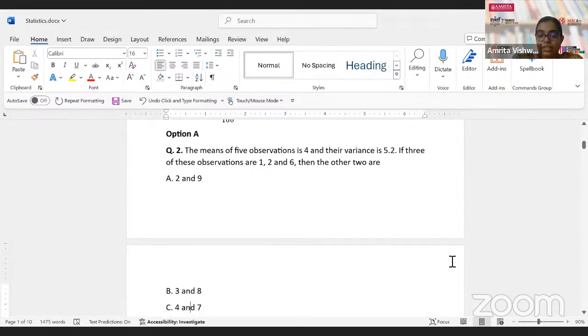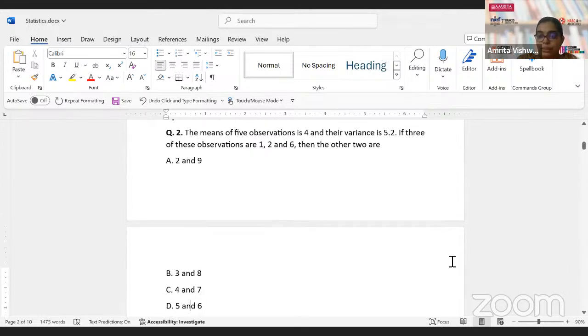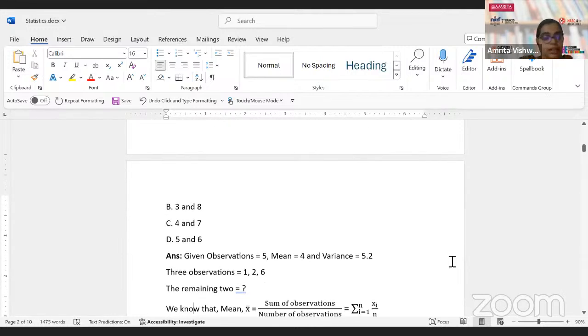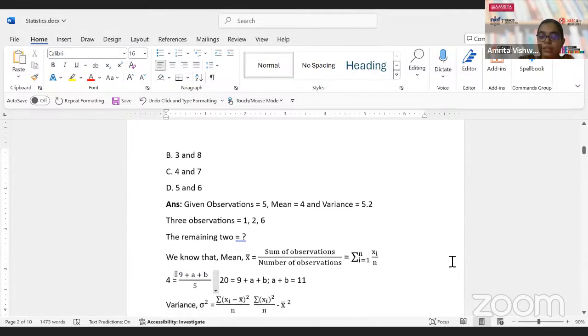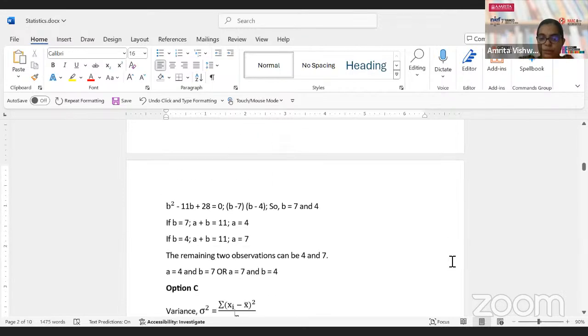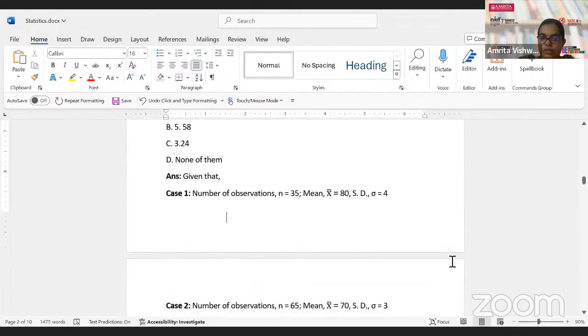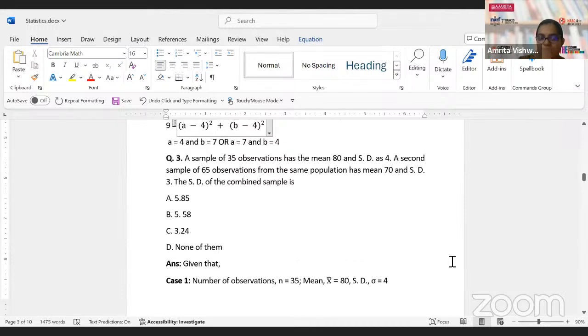The second one is they have given me number of observations. They have given me mean, variance, everything. And they have given some observations also. Let's say in 5, they have given me 3. And they're asking me to find the remaining 2 observations. This also is like direct application in the formula that we have studied. Now coming to the third question, this is also a simple one where you have to study the formula of combined samples, the standard deviation of the combined sample.